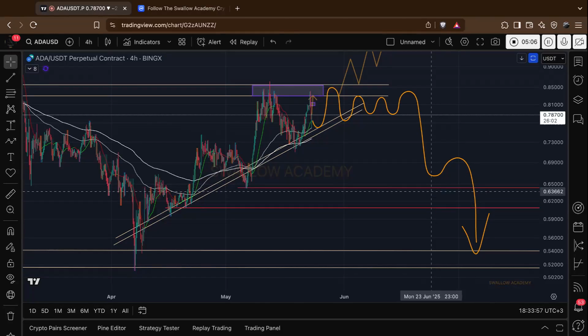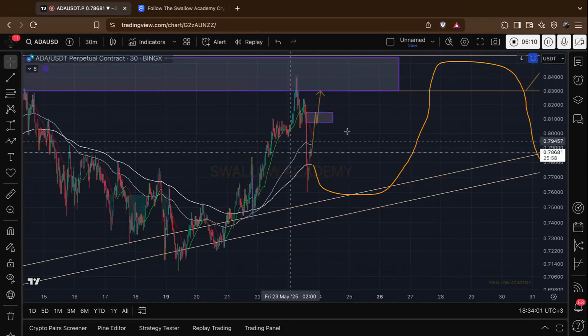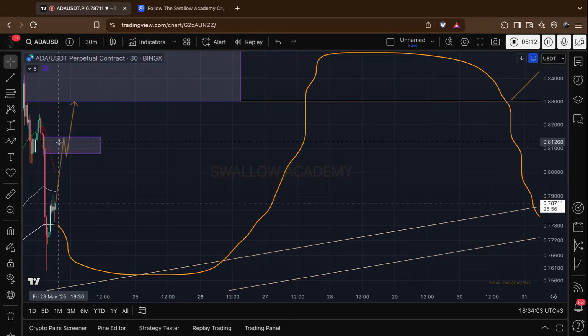So that's it for the Cardano coin. As of now, we want to see a slight bullish movement to the upper zones, and once reaching this area, we might go and fill the upper areas of this zone here as well.